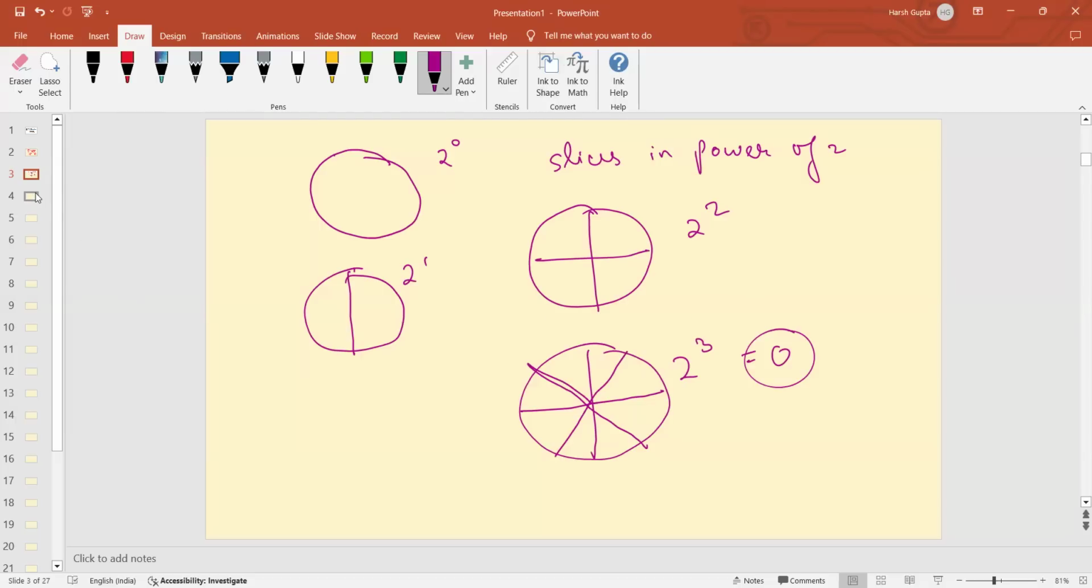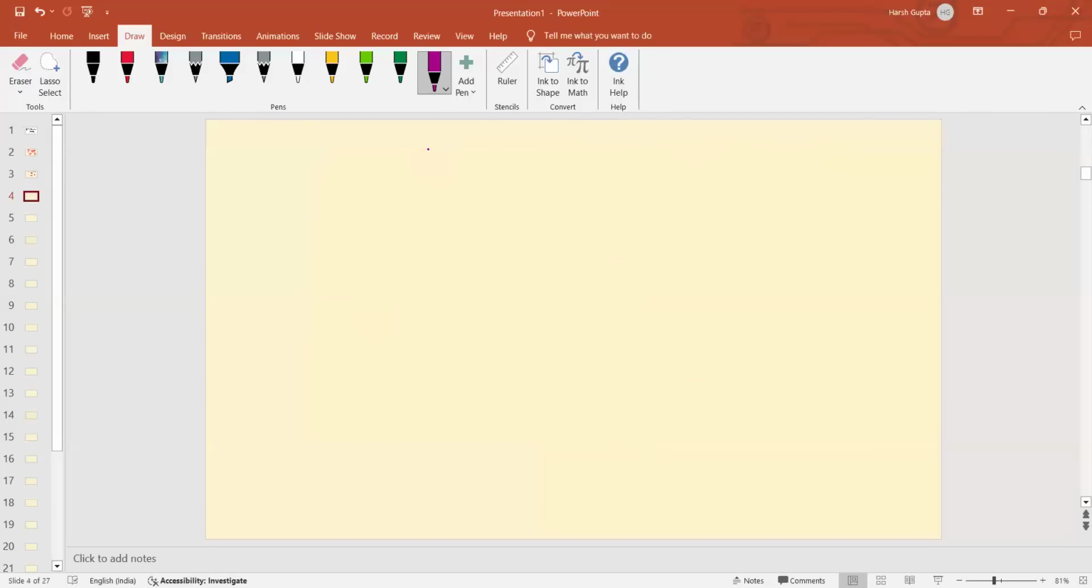Now, if you observe some slices that are not of power of 2, what you are basically doing is, let's assume by taking the example of this slice, you have 4 slices. Now you made a cut.